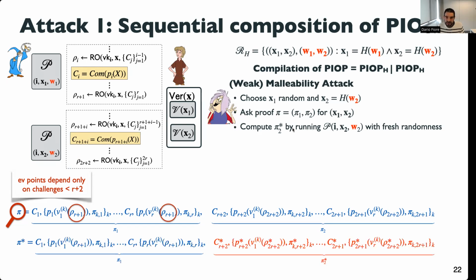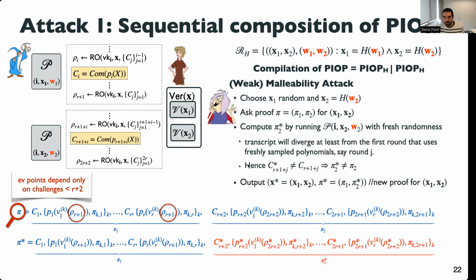Now, the observation is that she can compute another pi2 star by running the polynomial IOP prover for the second statement, but with fresh randomness. I'm speaking about the randomness of the prover, right? The randomness that you would use to make it zero knowledge. That will cause the following thing. If this polynomial IOP is zero knowledge, some of the polynomials in the second execution of the protocol, like here in the red part, will differ from the polynomials in the other execution, even if you reuse the same witness W2, right? Because you randomize the polynomials using different randomness. The moment the polynomials change, the commitments will change too. So this transcript will diverge, and this proof pi2 star is different from pi2.